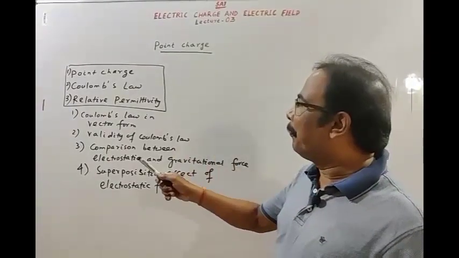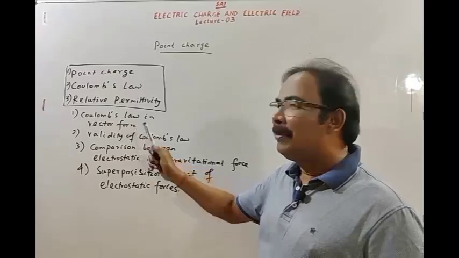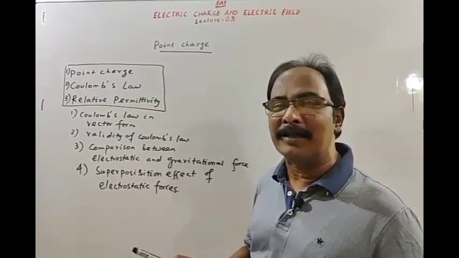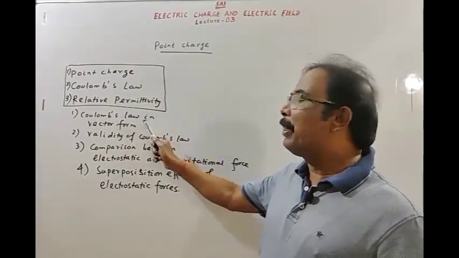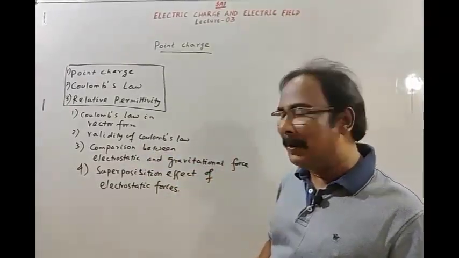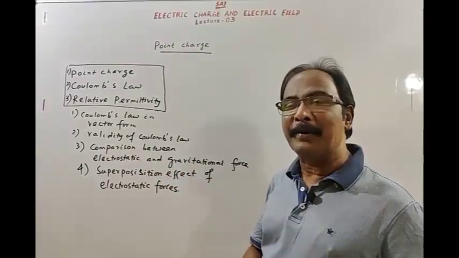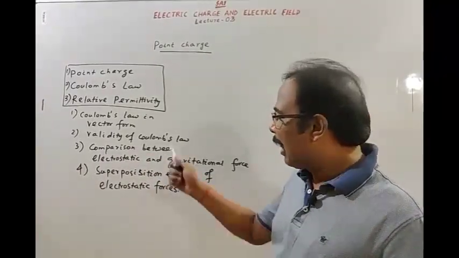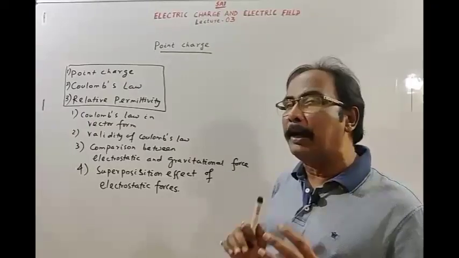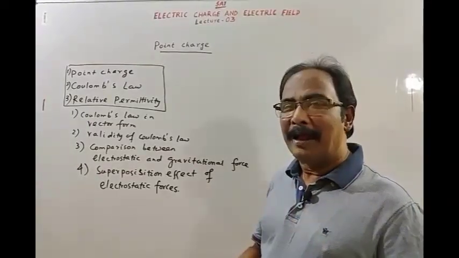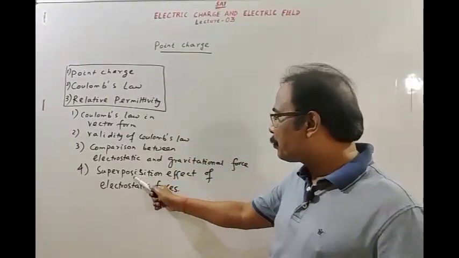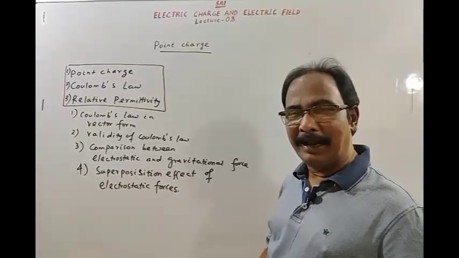In lecture 4, we will discuss Coulomb's law in vector form. Coulomb's law gives an idea about electrostatic force between two point charges at rest, so we write it in vector form, since force is a vector quantity. Then the validity of Coulomb's law, then comparison between electrostatic force and gravitational force. Finally, we will have an idea of the superposition effect of electrostatic forces. Completing lecture 4, we will attempt numericals on the basis of Coulomb's law and the superposition effect of electrostatic forces.